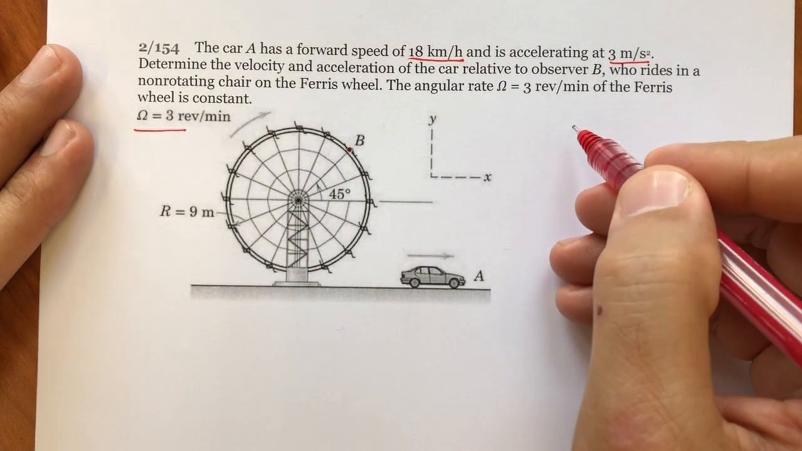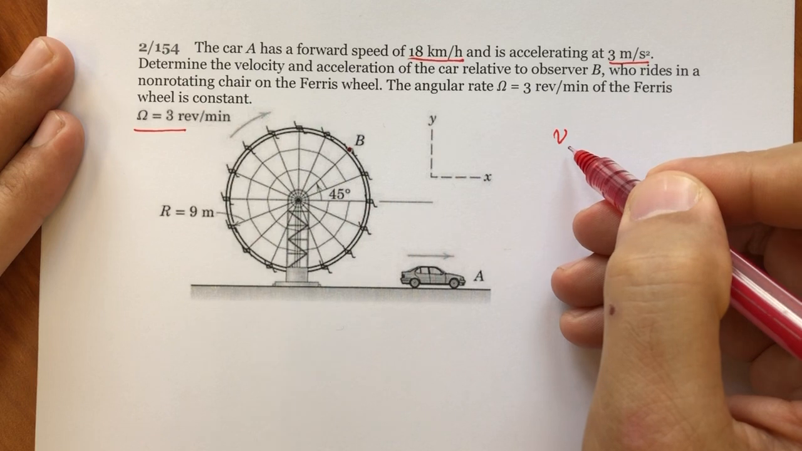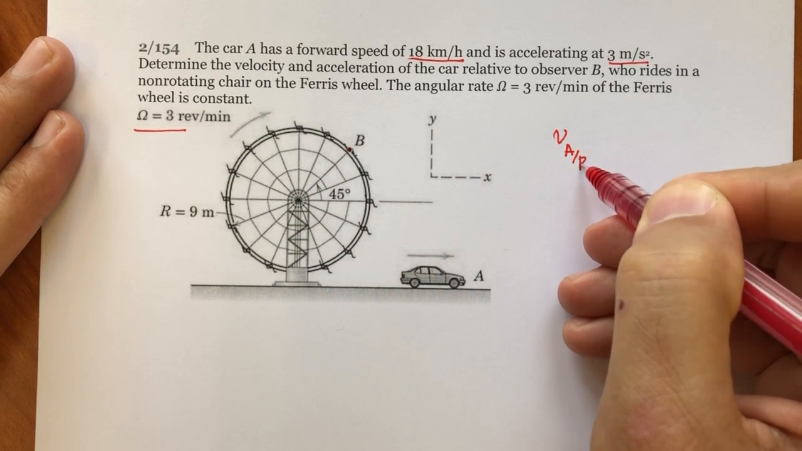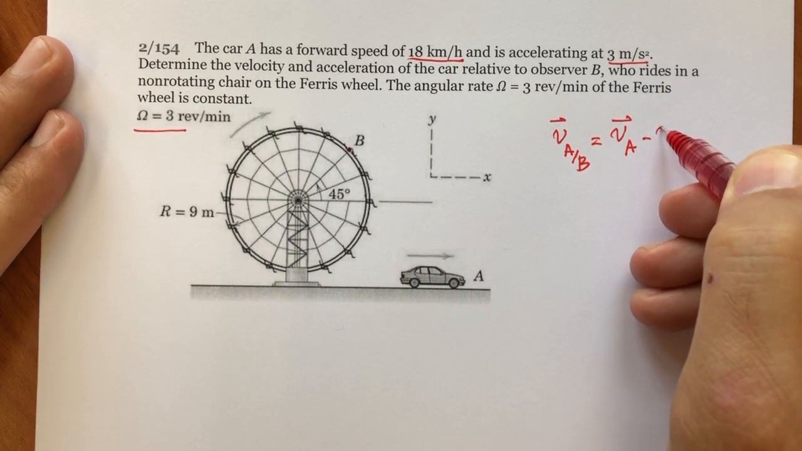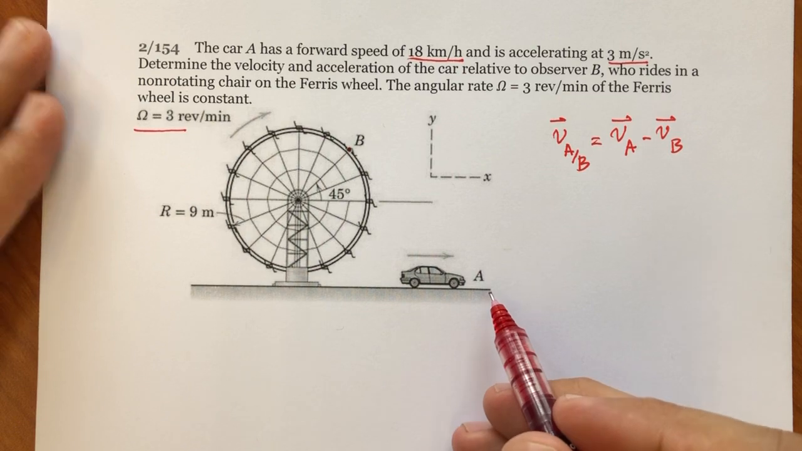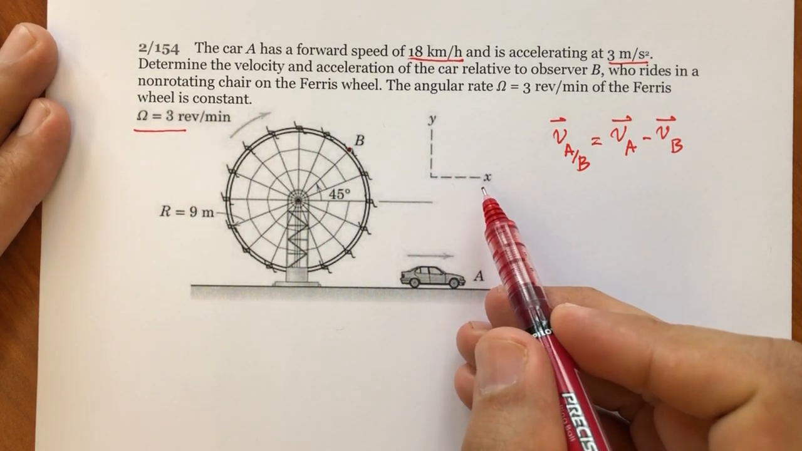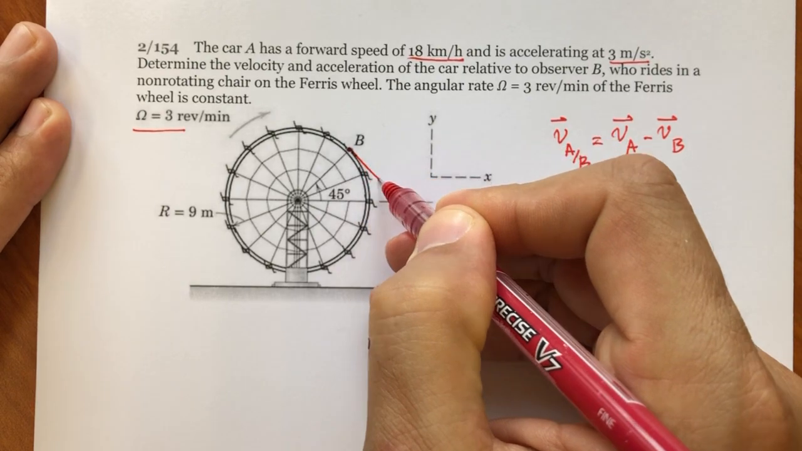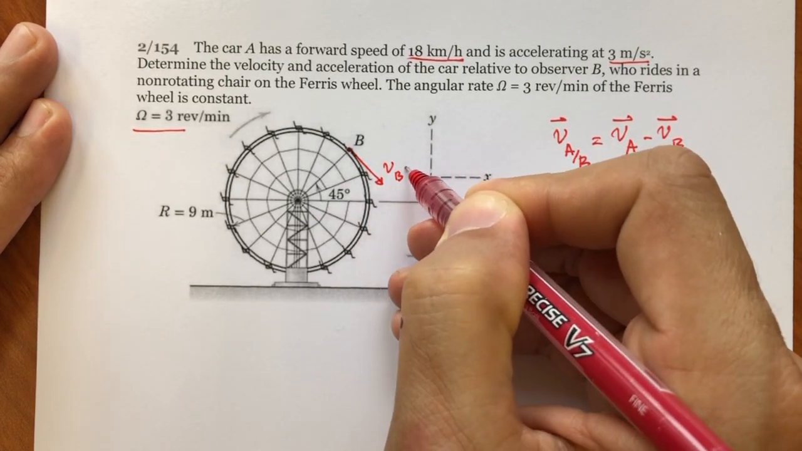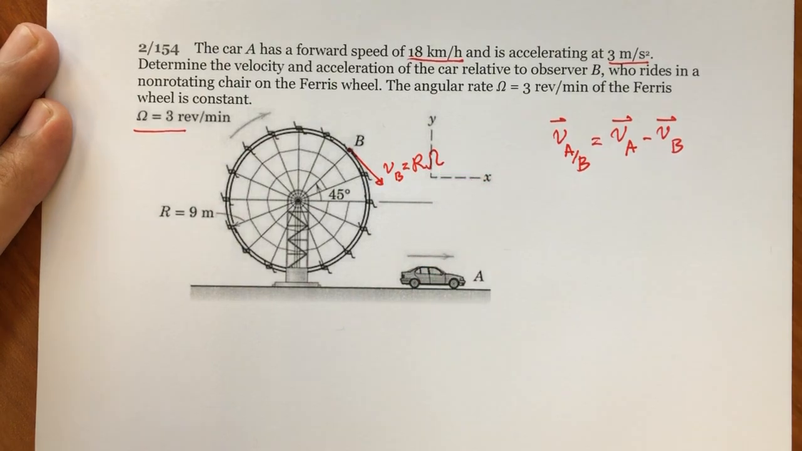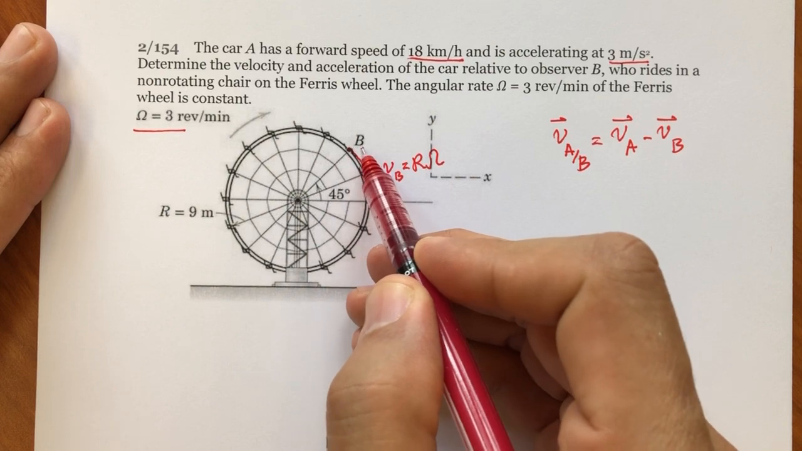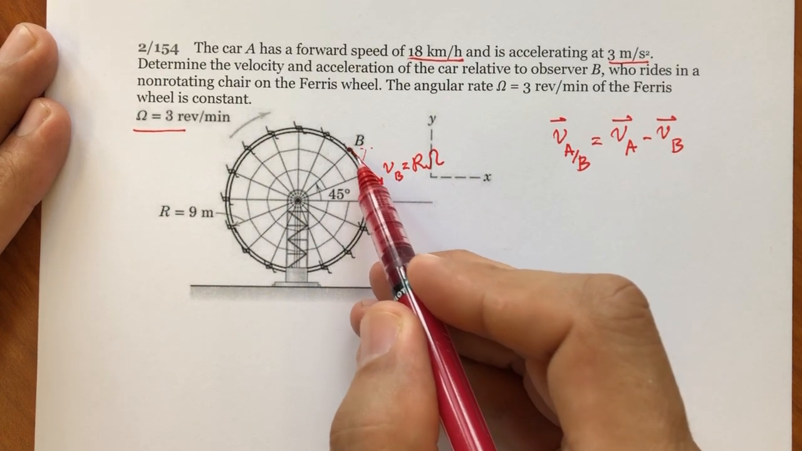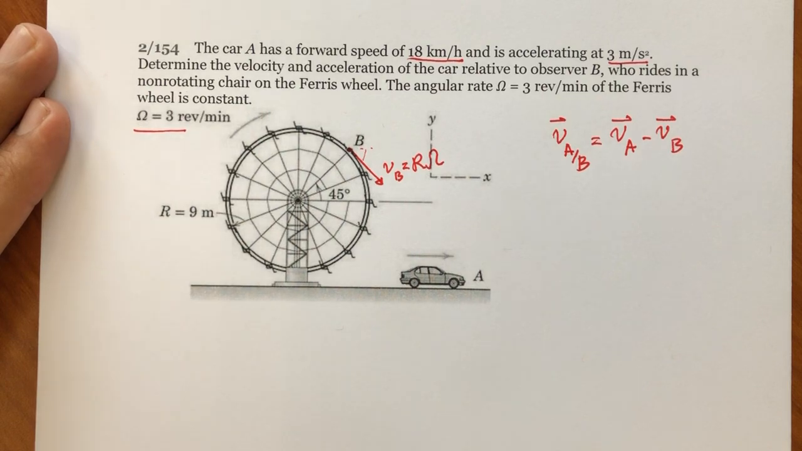So if I want to start with the equation, velocity of A with respect to B is equal to velocity of A minus velocity of B. Velocity of A, we know it's all in the x direction, but the velocity of B is equal to r times capital omega, and it's going to be in this direction. This angle is 45 degree, so 45 degree below x-axis with the magnitude of r times omega.